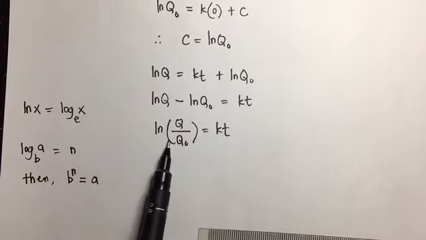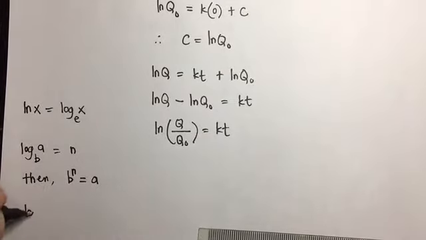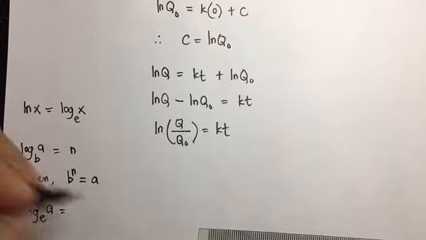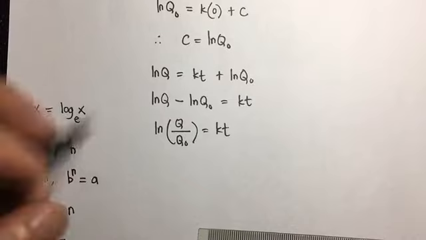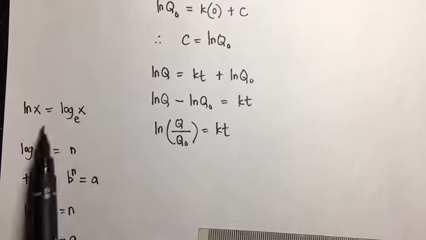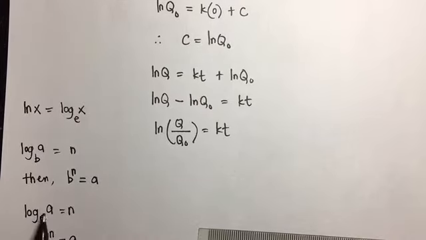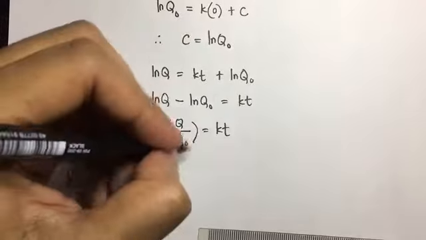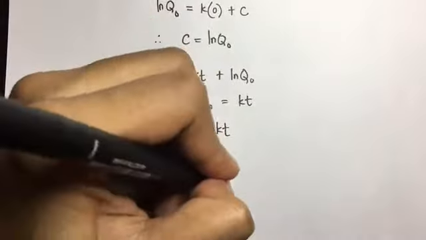Okay, so base e. If we use e here instead, so that we can have a natural log, log of a to the base e is equal to n, so therefore e raised to n is equal to a. In this case, our n is kt, our base is e. Since ln is the logarithm to the base e, and a is Q over Q0, therefore e raised to kt is equal to Q over Q0.